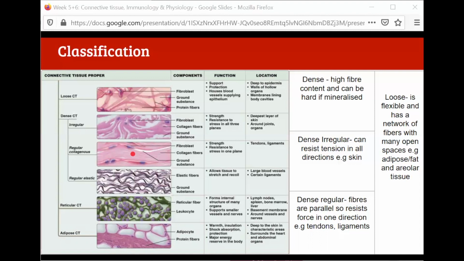adipose. Adipose is just that storage of fat, warmth, insulation. Reticular connective tissue is the kind of tissue you'd find in a lot of organs, so inner organs. Okay?